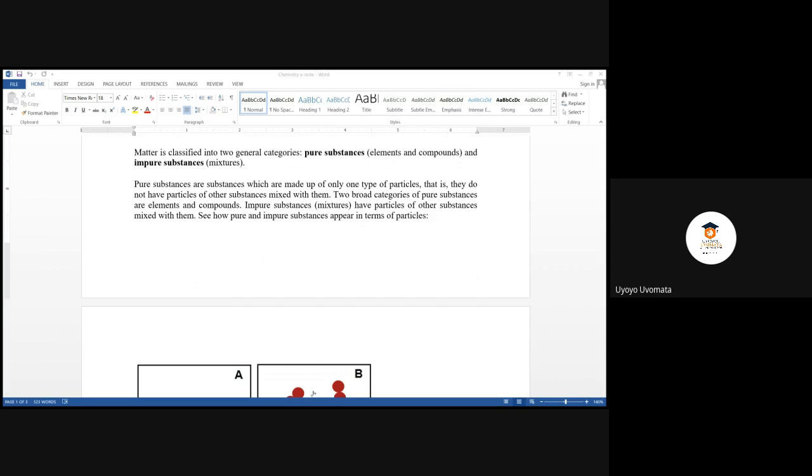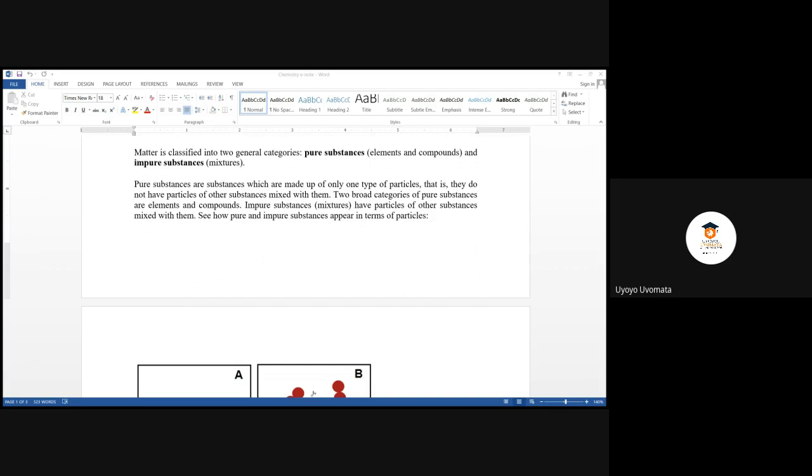Now, what are they? We have what we call pure substances. And in brackets, pure substances can be either elements or compounds. So it means some of them are elements, some are compounds. And the other general category in which we can classify matter is what we call impure substances. And impure substances are also called mixtures.